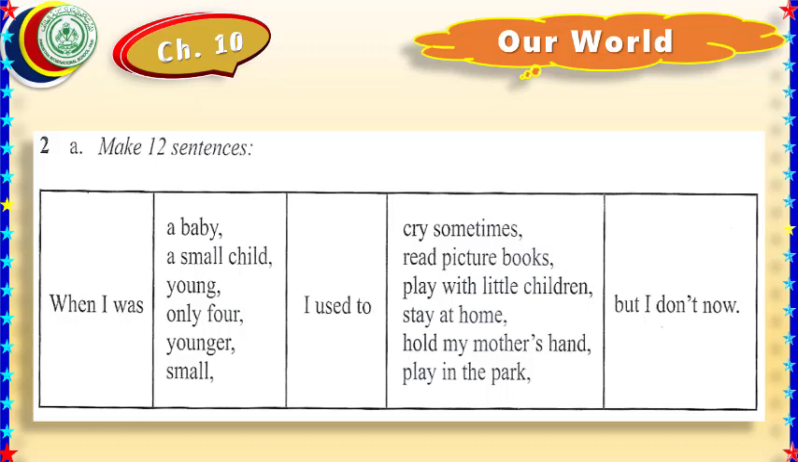Dear students, this is the table. You are set to make sentences by using this table. So easy it is. You can use each phrase given in each column with any other. For example, when I was a baby, I used to cry sometimes, but I don't. When I was only 4, I used to play with little children, but I don't now. You can make 12 sentences very easily because there are no restrictions here. You can use any phrase with any other.